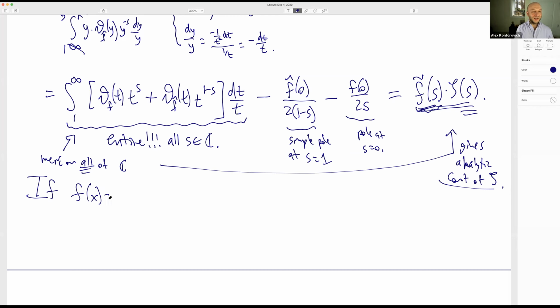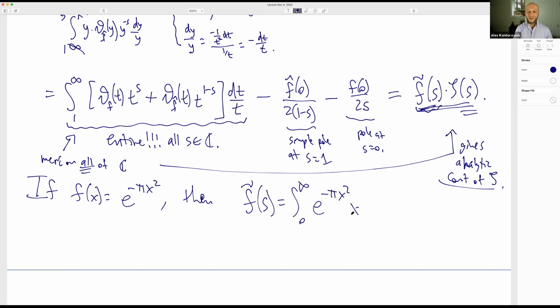If f of x, again, is e to the minus pi x squared, this Gaussian, then let's compute this Mellin transform. What is the Mellin transform of a Gaussian? This is a quick computation: the integral of e to the minus pi x squared, x to the s, dx over x. Is there a change of variables that seems reasonable to you guys? I don't like this pi x squared here. I would be much happier if that was just an e to the minus t. Well, let's call it pi x squared then.